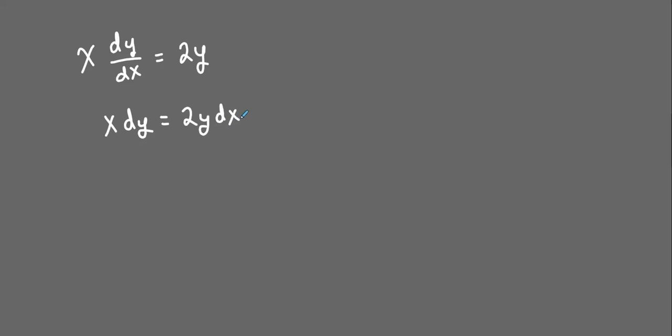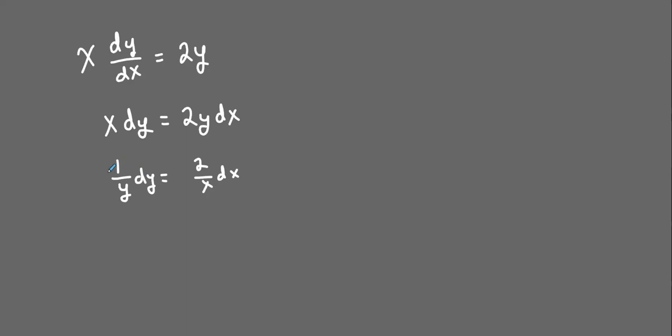So now the dx is on the right side, and we want to move the x to the right side. To do that, we need to divide both sides by x. We want to move the y to the left side, so we want to divide both sides by y. So what you get is 1 over y dy. And on the other side, we get 2 over x dx. I don't worry about the 2, it's just a constant.